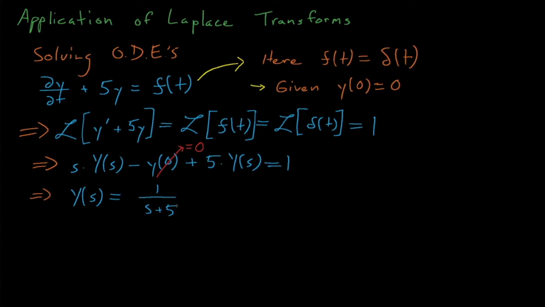We can rearrange terms to find that y of s is equal to 1 divided by s plus 5, and if we refer to our handy-dandy table of Laplace transforms, we see that this means that y of t is equal to e to the negative 5t for all times t greater than or equal to 0. Now this might be a little confusing since our boundary condition states that y at t equals 0 is equal to 0, but our solution function e to the negative 5t evaluated at time equals 0 is equal to 1.